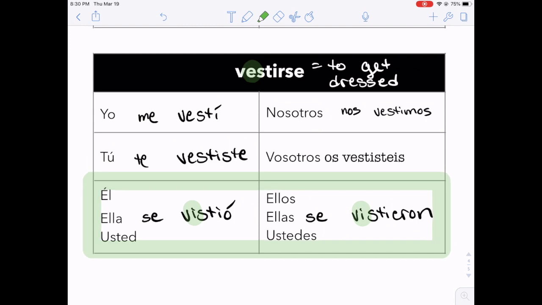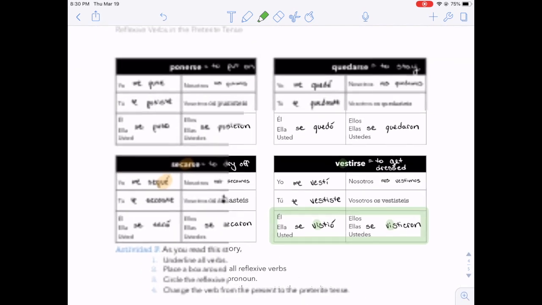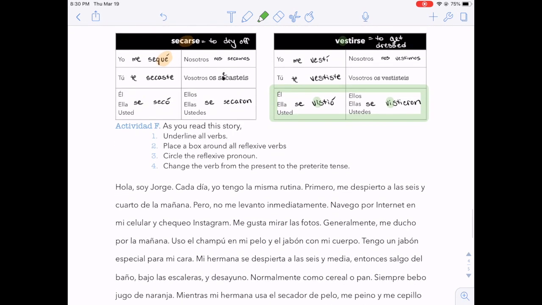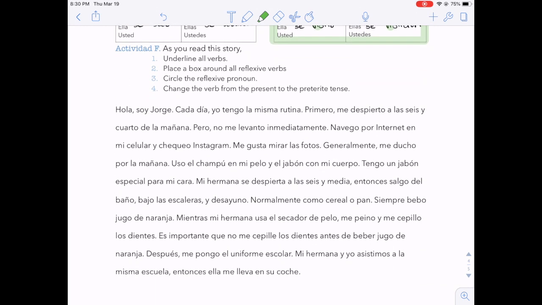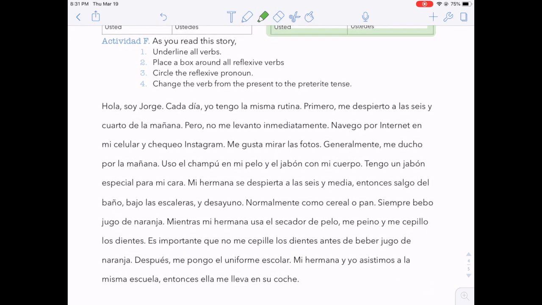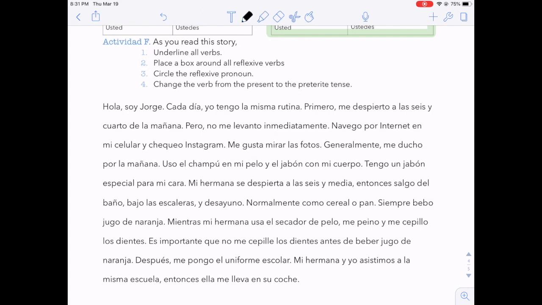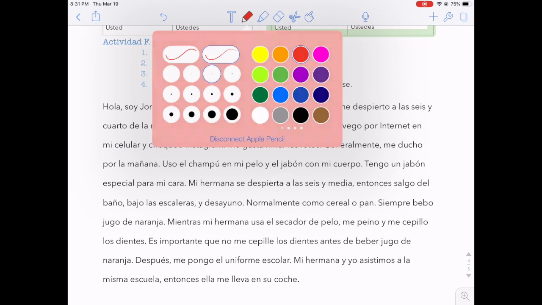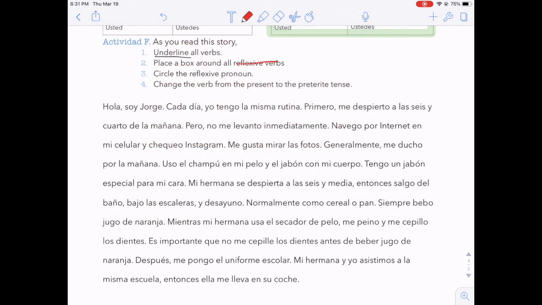Awesome. So those are how we conjugated our reflexive verbs in the past tense. Now we're going to read one story. It is currently in the present tense. As we read, let's underline all of the verbs. Then we're going to place a box around the reflexive verbs. If you would rather highlight the reflexive verbs in red, that's what I will be doing. Circle the reflexive pronoun, and then once we're done with all of that, we'll change the verb from the present tense to the preterite tense.